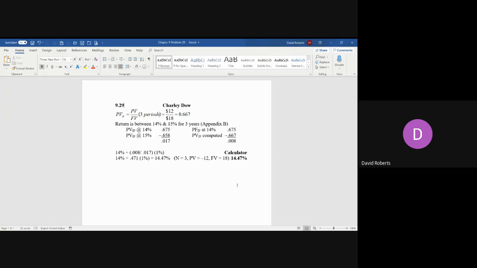So to summarize, N is 3 years, IY is the variable you're trying to calculate. PV will be negative, in this case 12. PMT, even though it's 0, would be plus, and FV would also be plus.